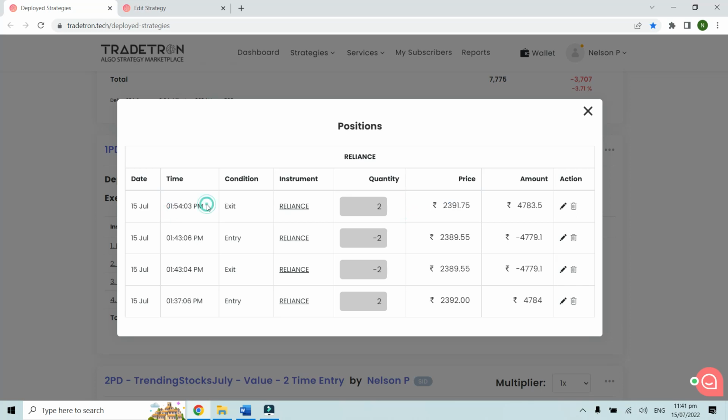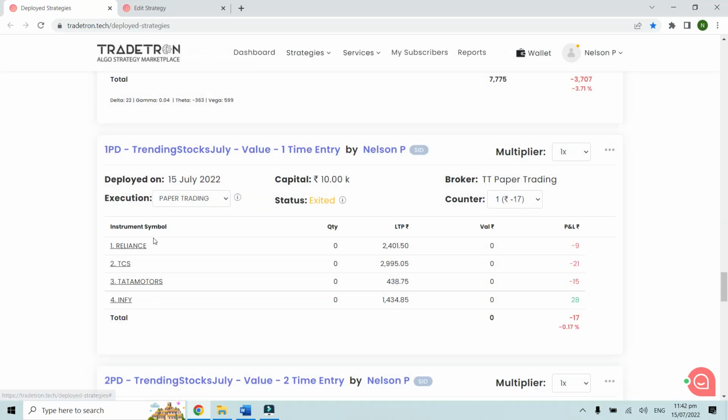All right, so as you can see, even though there might have been multiple Supertrend crossovers, based on the condition that we have done, since we put the restriction using the positions detail, it basically restricted the entry on the buy side to just once and on the sell side to just once. All right, so that is basically for Reliance.